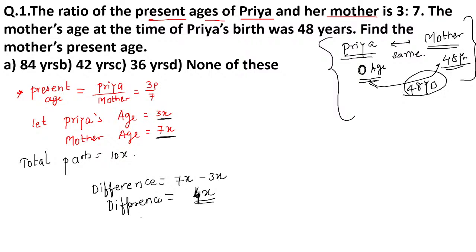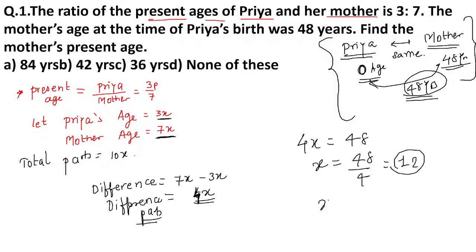This is as per the parts. And the actual difference is 48 years. So, can I write 4x is equal to 48? Yes or no? Everyone should reply, please. 4x is equal to 48. So x is equal to what? 48 upon 4. So 4 ones are 4, 4 twos are 8. We got the value of x, that is equal to 12.